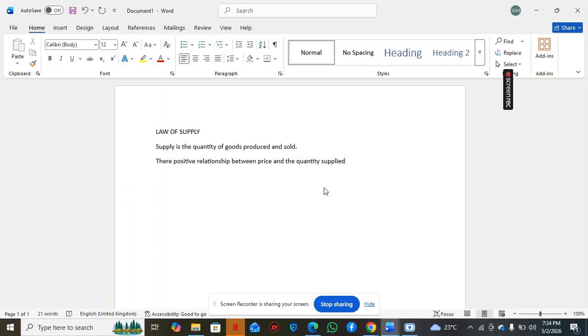Meaning, if the price goes up, a supplier or a producer will want to produce more. Why? Because they'll make more revenue. And that revenue can also translate to more profits, so long as the costs don't rise as much as the production. So, put ceteris paribus. The reason why there's this positive relationship is because of the profit motive.